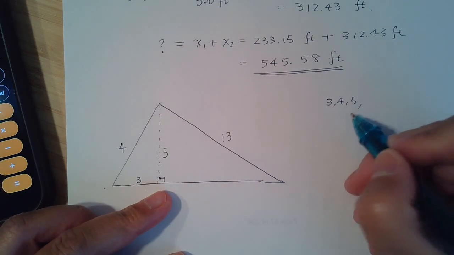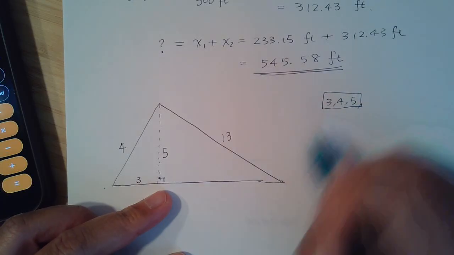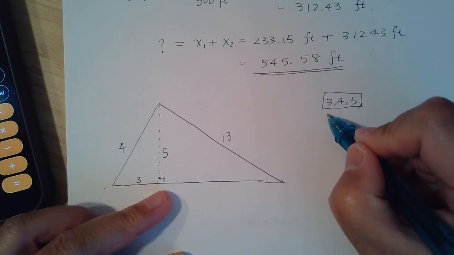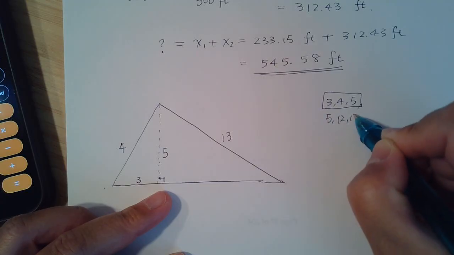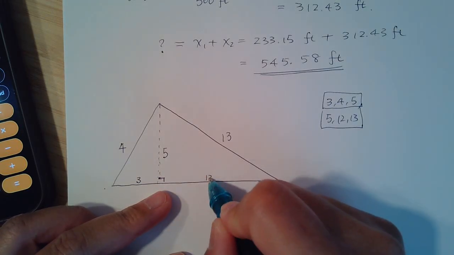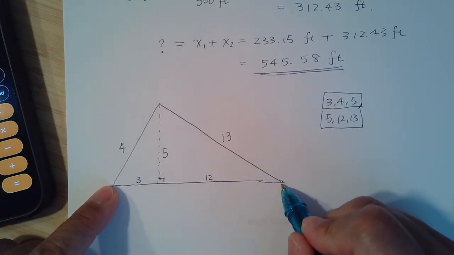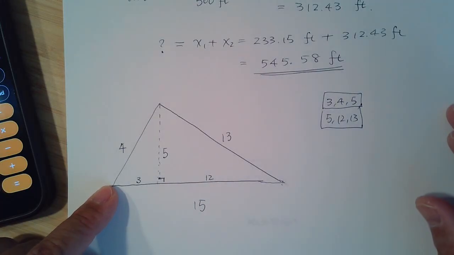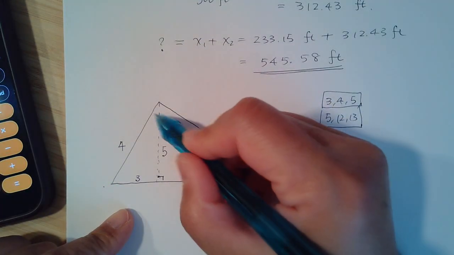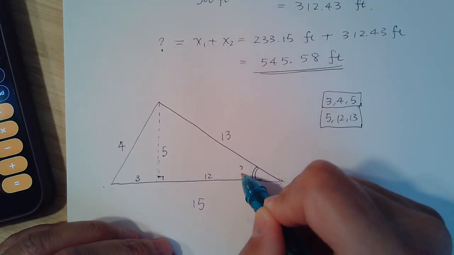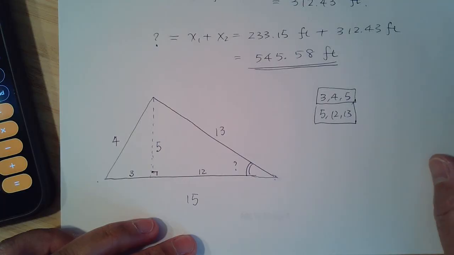That is a right triangle. That forms a right triangle. Okay, and 5, 12, 13 is also a right triangle. So there's some right triangles that you might want to know. So this is going to be 12. Therefore, I know this is going to be 15. The total bottom here is going to be 15. Okay, and this here is not a right triangle, but here it is. Okay, can you tell me what is the angle here?